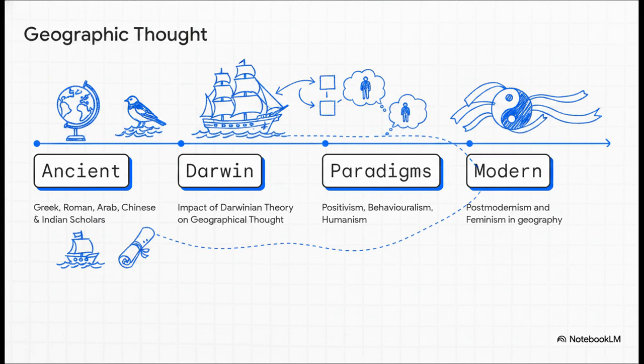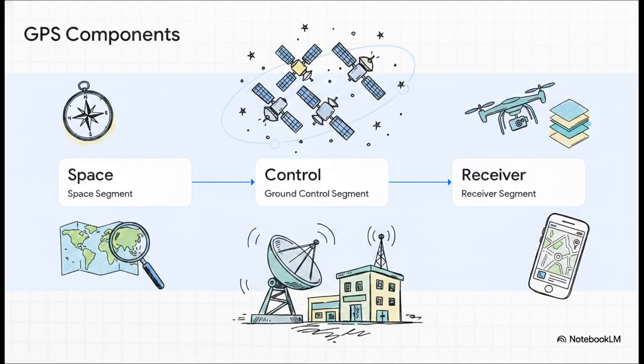You'll start way back with the ancient Greek, Roman, Arab, Chinese, and Indian scholars. From there, you'll see how Charles Darwin's theories completely flipped geographic thought on its head. And then you'll follow the timeline right into modern paradigm shifts, navigating the quantitative revolution, positivism, and eventually hitting postmodernism and feminism in geography.